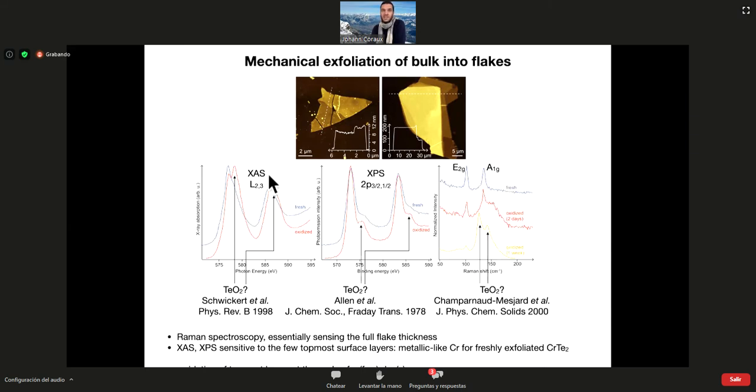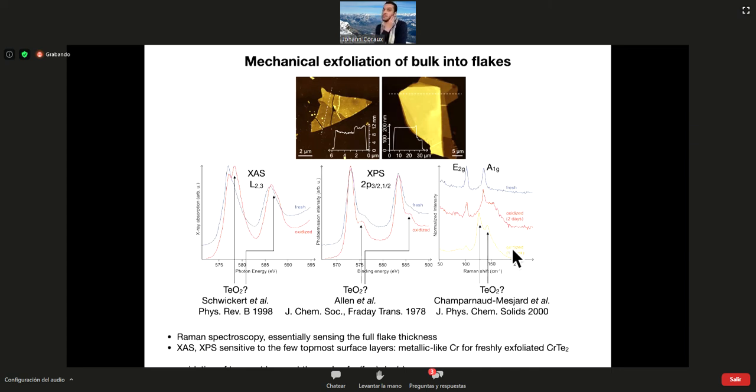It's striking to see that if you exfoliate a fresh flake and look at it with XAS or XPS, you have the blue curves, and regarding Raman spectroscopy, the blue curve as well. But if the sample is left for a few hours or days in air, then this is not the same thing anymore. The material has changed. You have an additional signal here as well. The Raman signature has changed deeply.